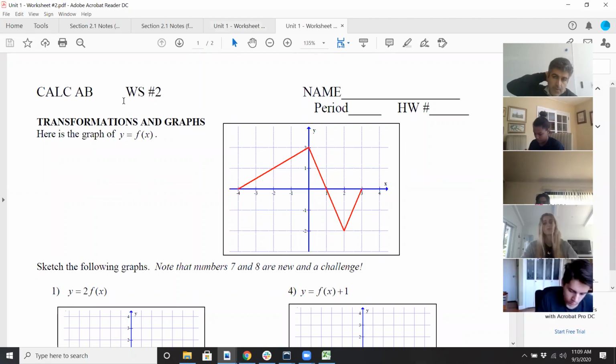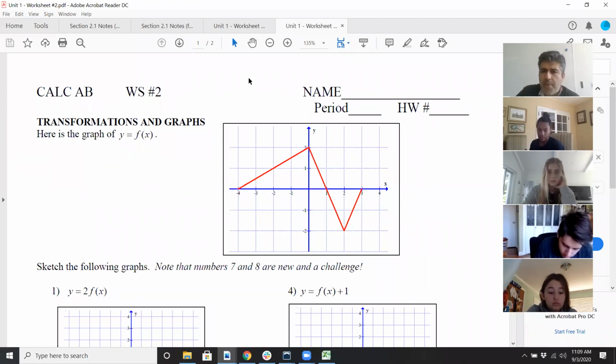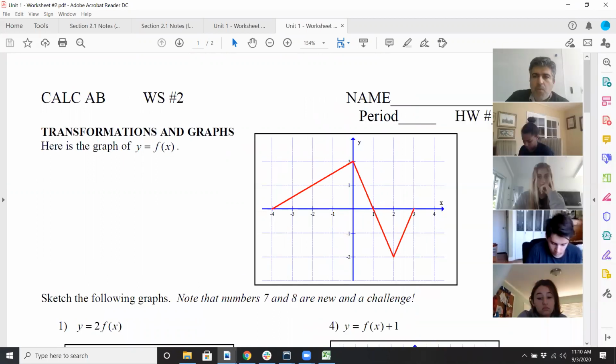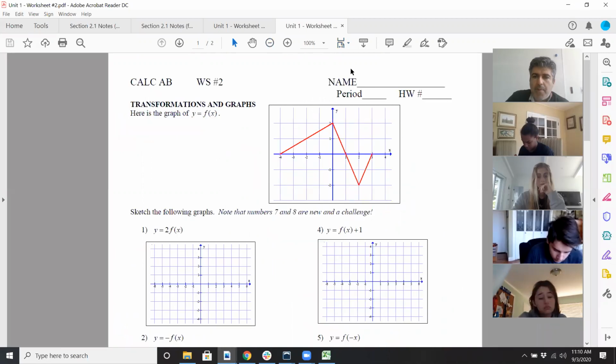So worksheet 2 is review from Algebra 2 and pre-calculus. In fact, sometimes some middle school programs talk about transformation, even geometry talks about transformation. So hopefully there's lots of this review. We want to be very comfortable with transformations. We don't want that to be a sticking point.